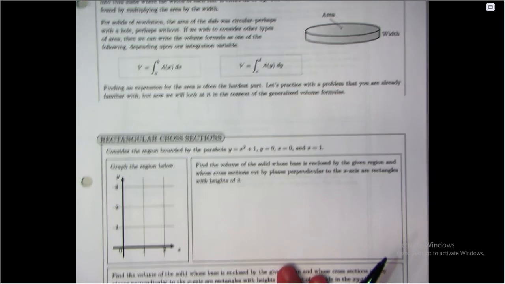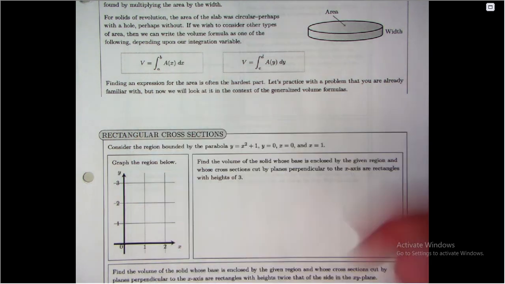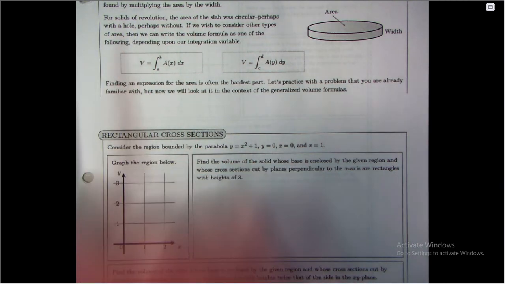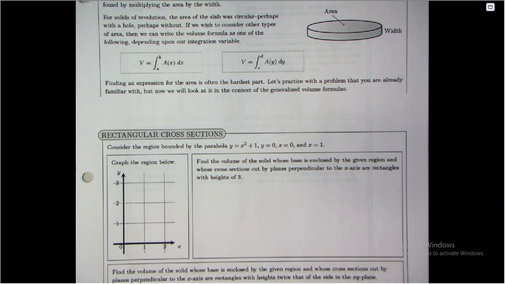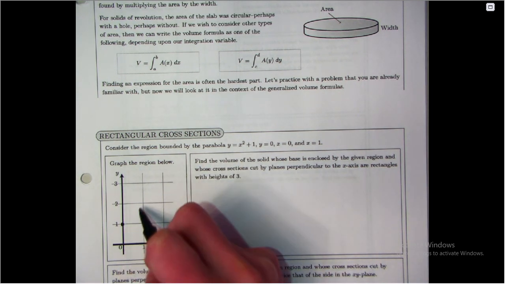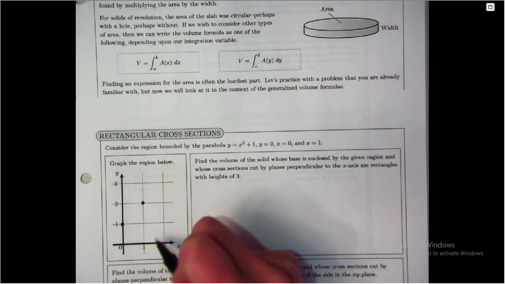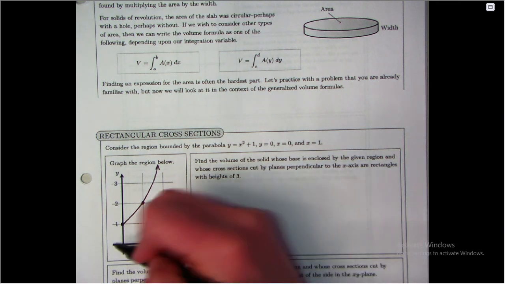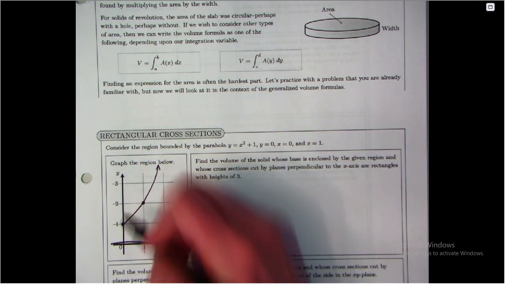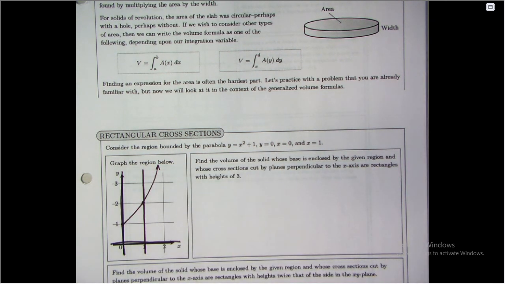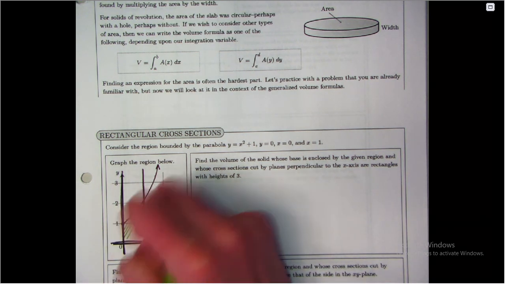I can't really do it justice here just on the Elmo, but I would imagine finding the region and then building, in this case, rectangles coming out of the screen at you. So for example, it says to consider the region bounded by this parabola. We can sketch that in fairly quickly. If I plug in 1, I'd be right here, and it would look something like this. Y equals 0 is your x-axis, x equals 0 is the y-axis, and x equals 1. So the region that I'm focusing on is right here.